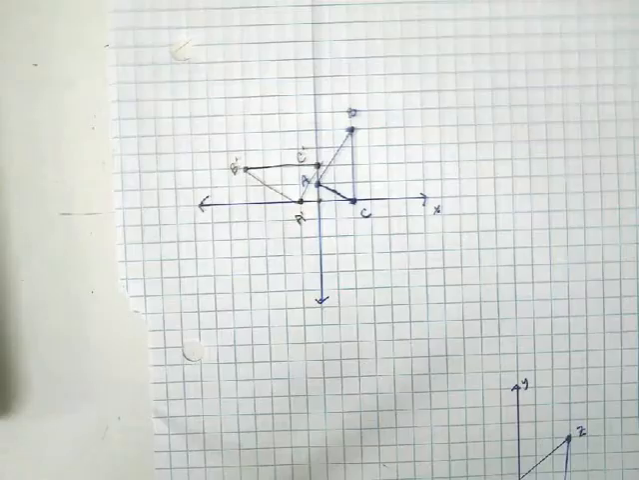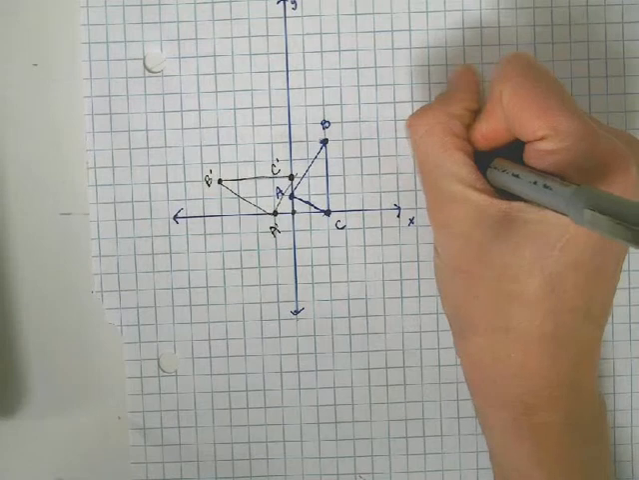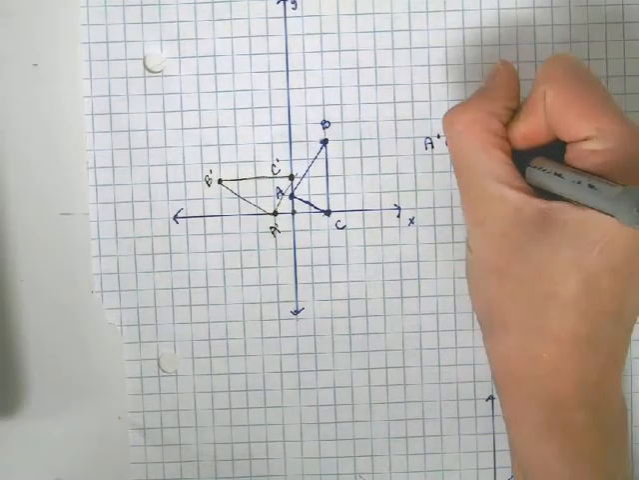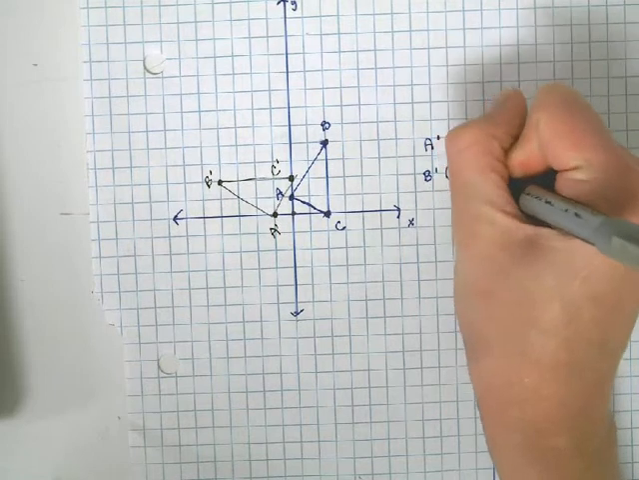A prime is located at negative 1, 0. B prime is at negative 4, positive 2. And C prime is at 0, 2.